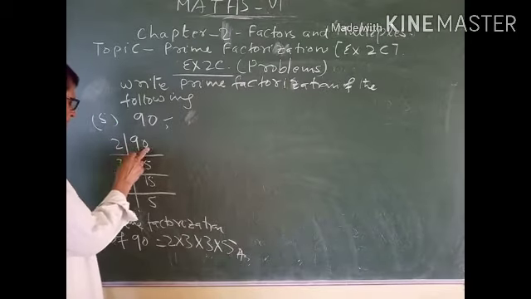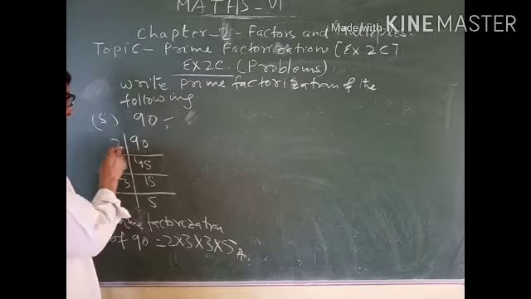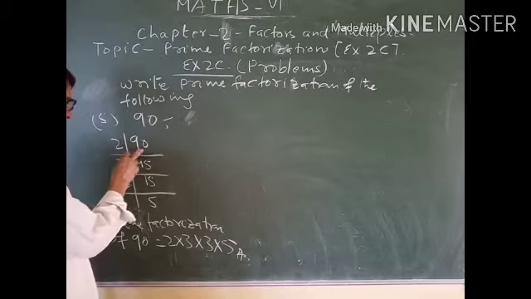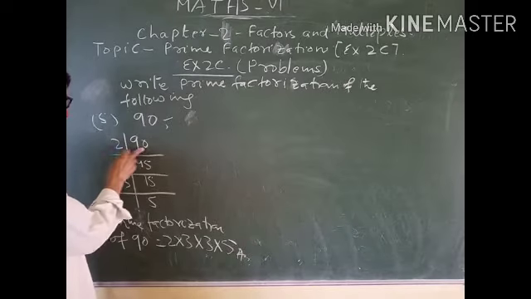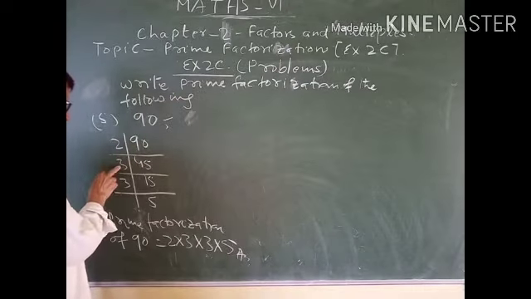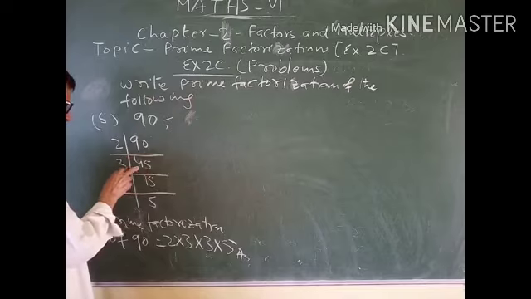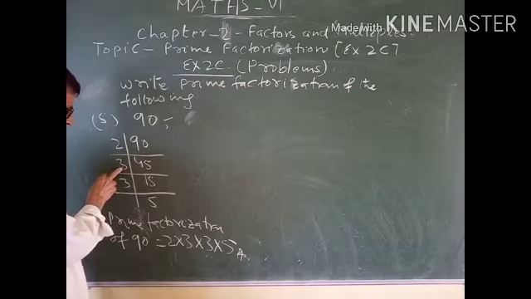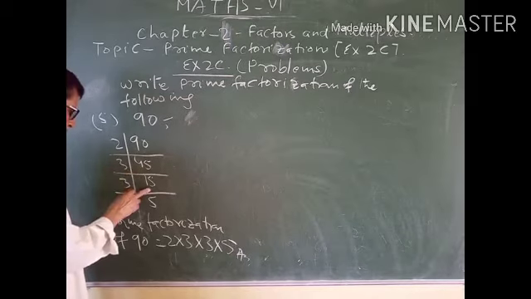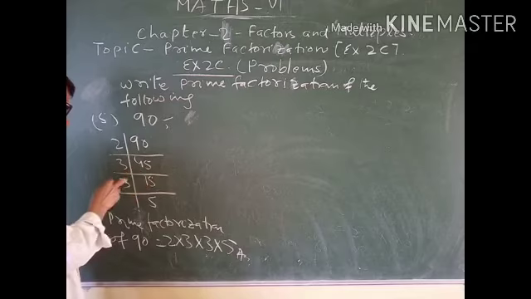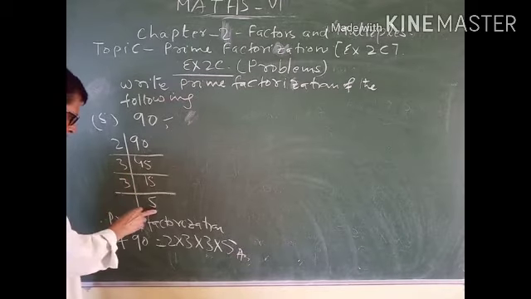90 is divisible by 2, therefore divide by 2. 2 forty-fives are 90. Now this is not divisible by 2, let us come to divide it by 3. If you divide 45, you get 15. Again 15 is divisible by 3. Divide 15 by 3, you get 5.